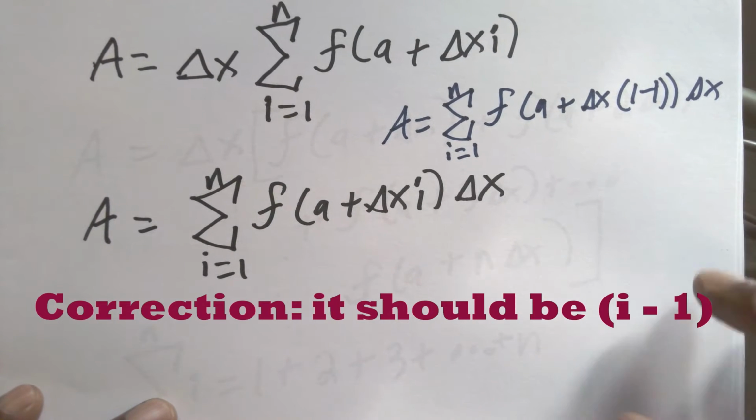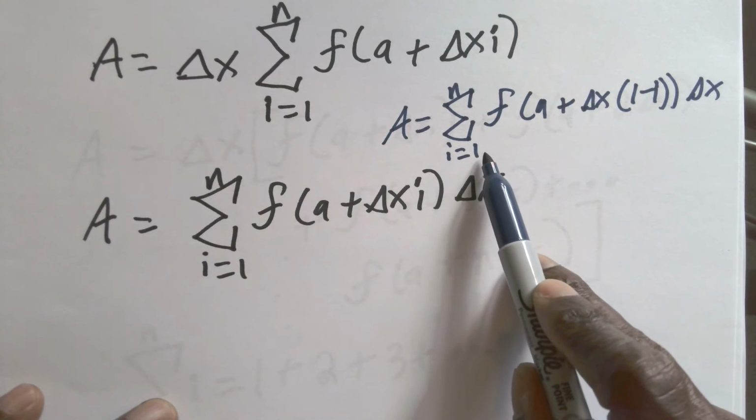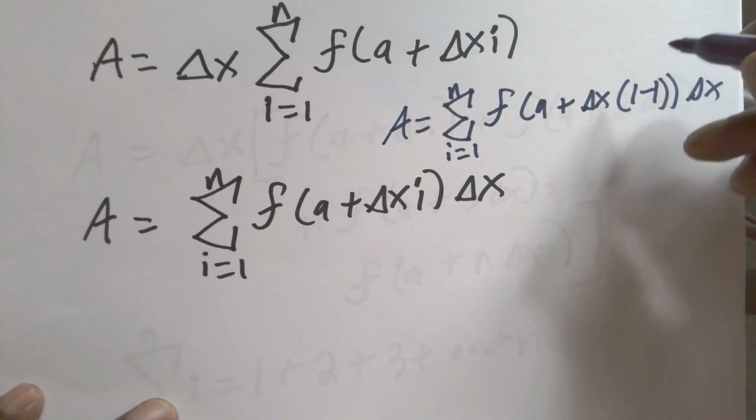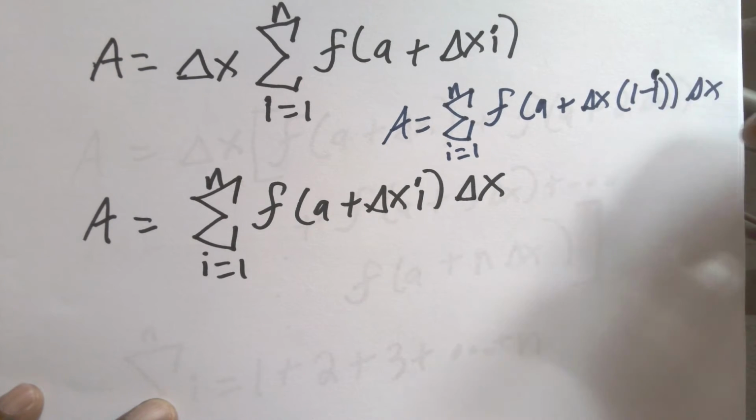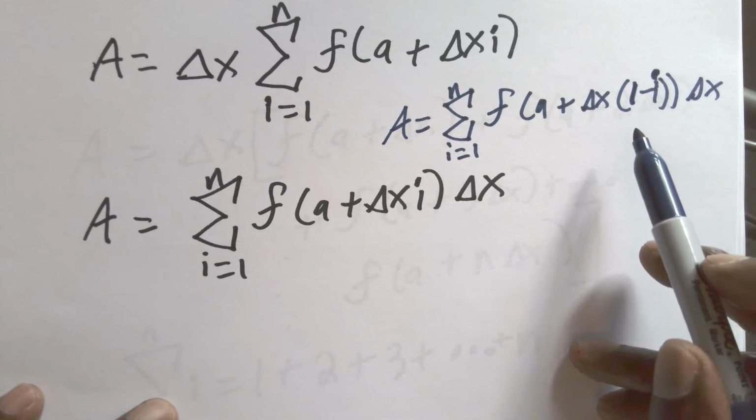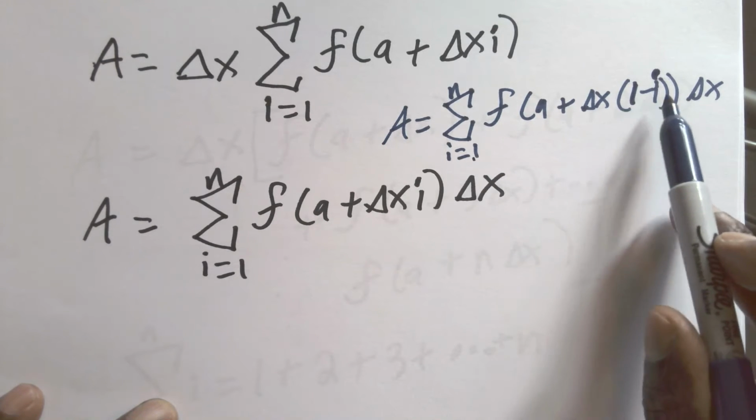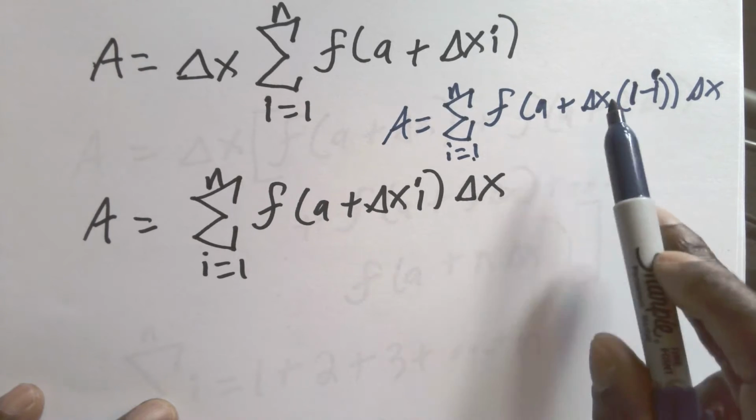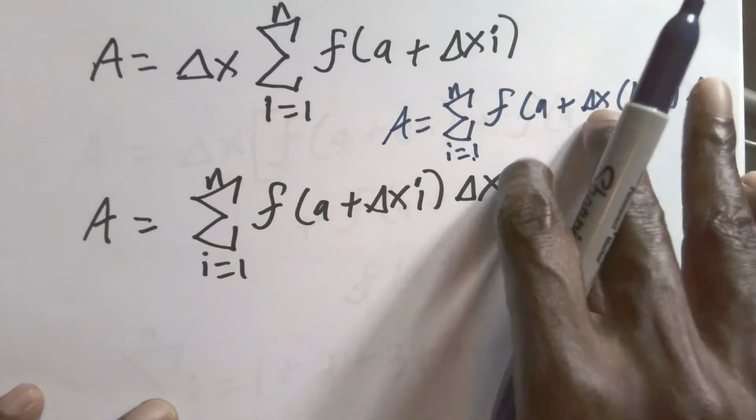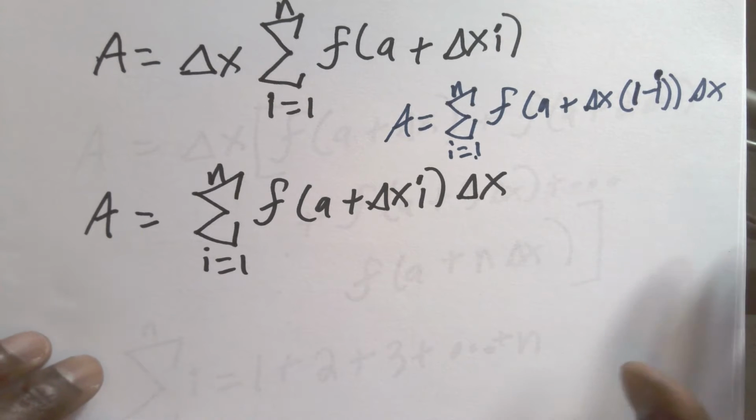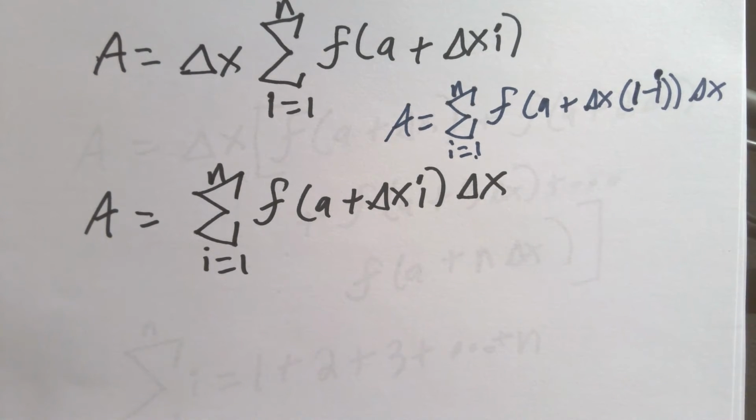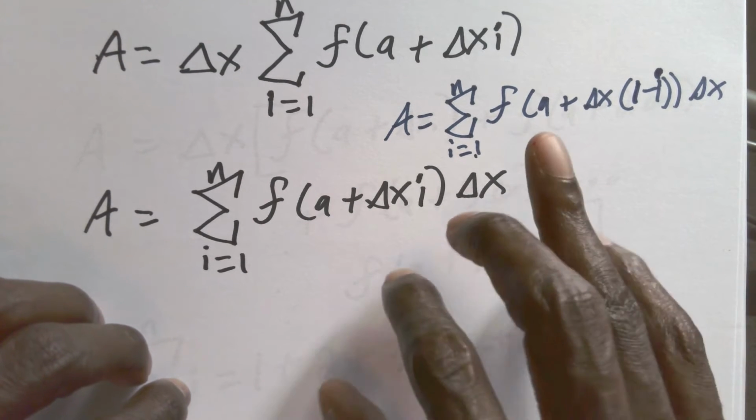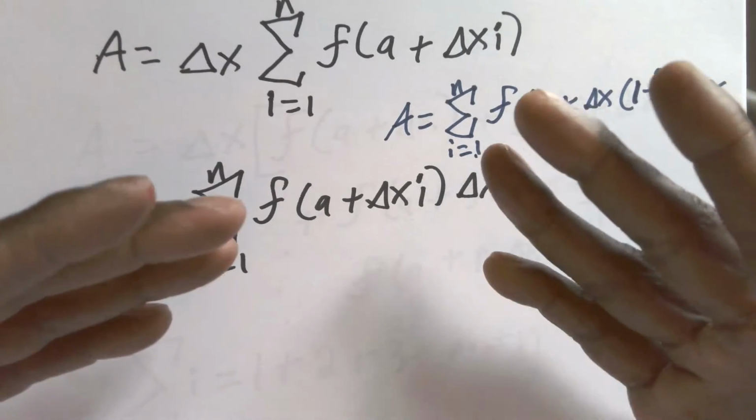So this is the difference. For instance, when i is 1, this is 1 minus i there. That i may be difficult to see. When i is 1, that would be 0, and so I would just start with a. And then when i is 2, it would be a plus delta x, etc. So that's the difference for a left Riemann sum. All right, so we have this formula, correct? And so this formula represents a Riemann sum.